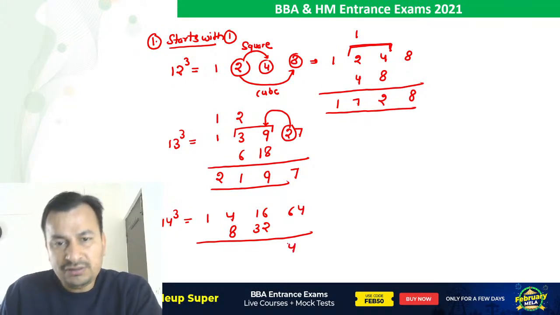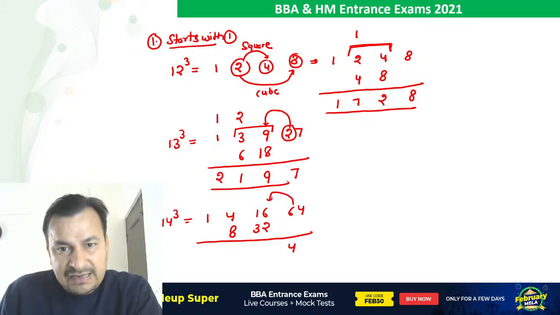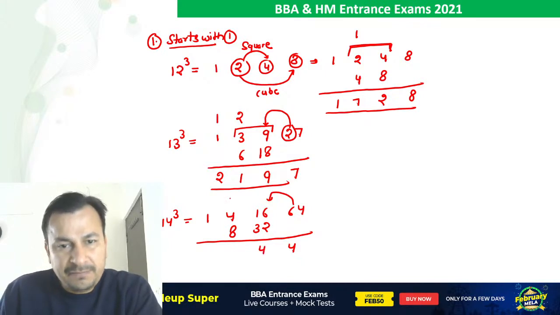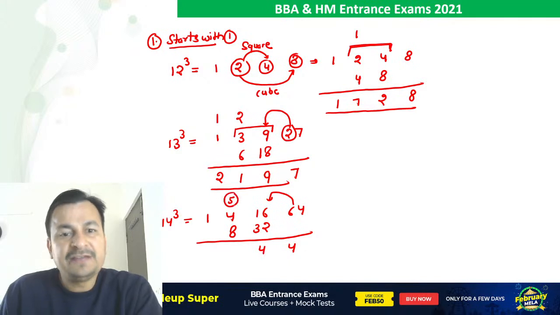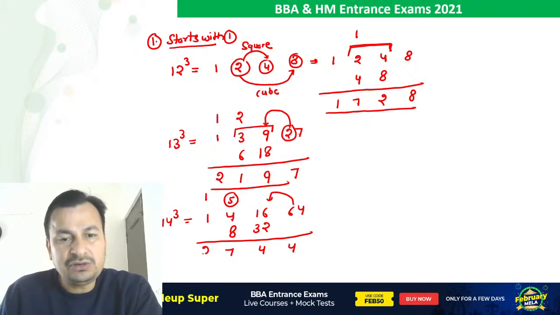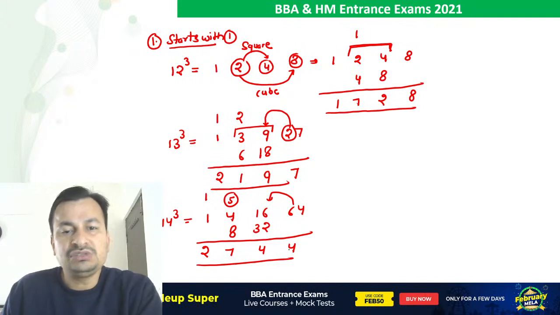64, 4, 6 as a carry, 6 plus 16 is 22, 22 plus 32 is 54, 54 का 4 यहाँ पे, 5 हमारा एज अ कैरी चला गया, 5 plus 4 is 9, 9 plus 8 is 17, 17 का 7 यहाँ पे, 1 कैरी चला गया, 1 plus 1 is 2. तो what is the cube of 14? Cube of 14 is 2744.